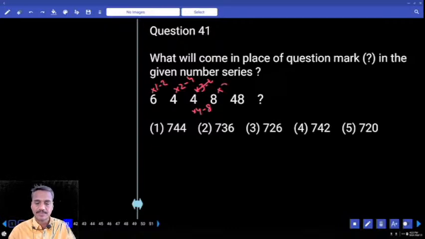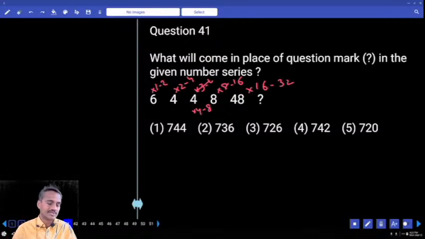Into 8. And 2, 4, 8, 16. 8 into 8, 64 minus 16. And next one is so much? Into 16 minus 32. And 48 into 16 minus 32. 8 into 6, 48 minus 2. Last digit must be 6. Among this one, what is your answer here? 736.